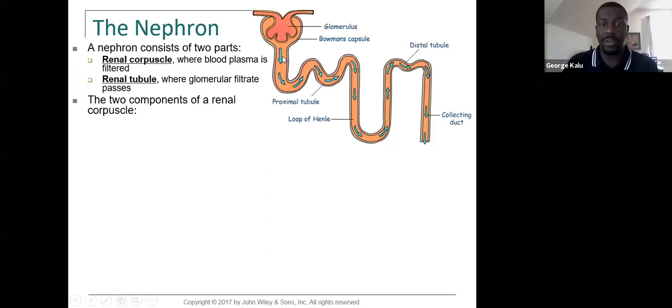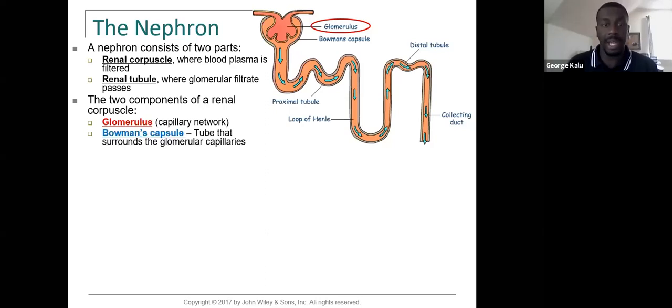Then we have the renal tubules. The renal tubules are this later portion where the filtrate is going to be passing through. Starting with the renal corpuscle: it is made up of the glomerulus, which is that capillary network we saw before, as well as Bowman's capsule. Bowman's capsule is a piece of epithelial tissue that surrounds the glomerular capillaries, almost like a tube surrounding that capillary network.